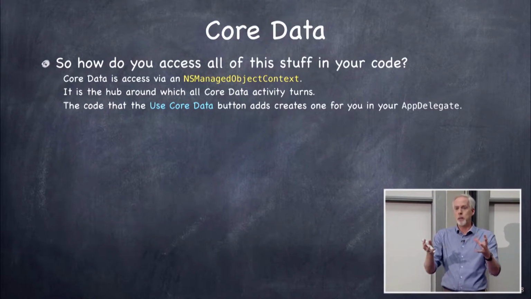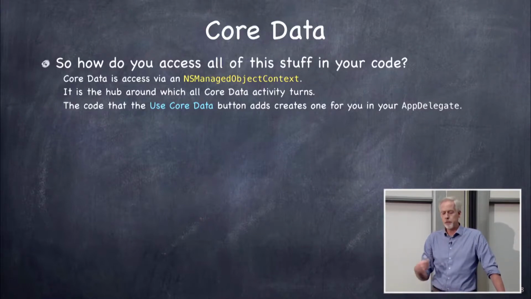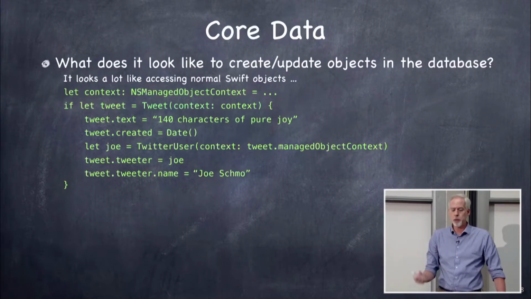It could be a huge document because this database can be big. But those are the two ways to get a context. Once you have a context in your hand, now you can start doing all this access in the database looking like an object. And here's what this looks like.